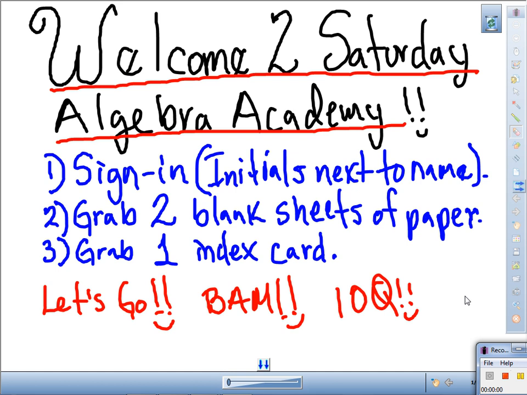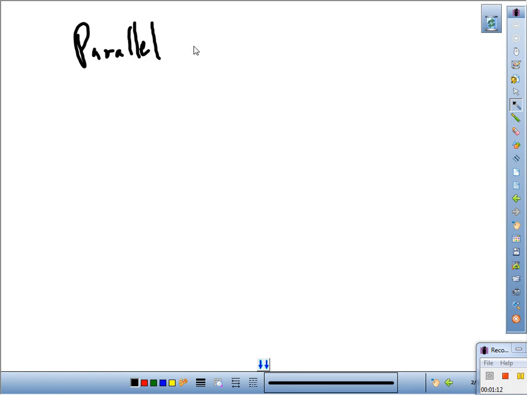So, before we get started, I just want to clarify a couple of things in regards to parallel and perpendicular lines, and then we'll move on to the study guide. So on your blank sheet of paper, I want you to write at the top, parallel and perpendicular.